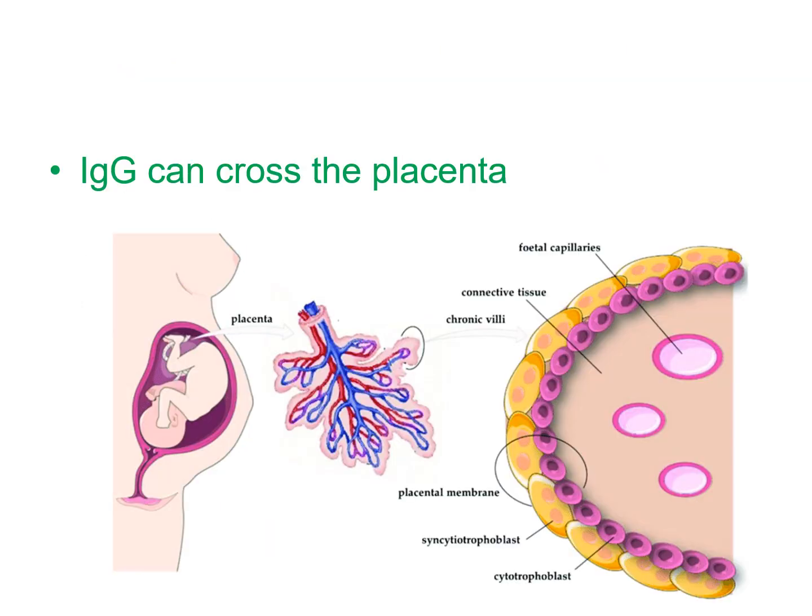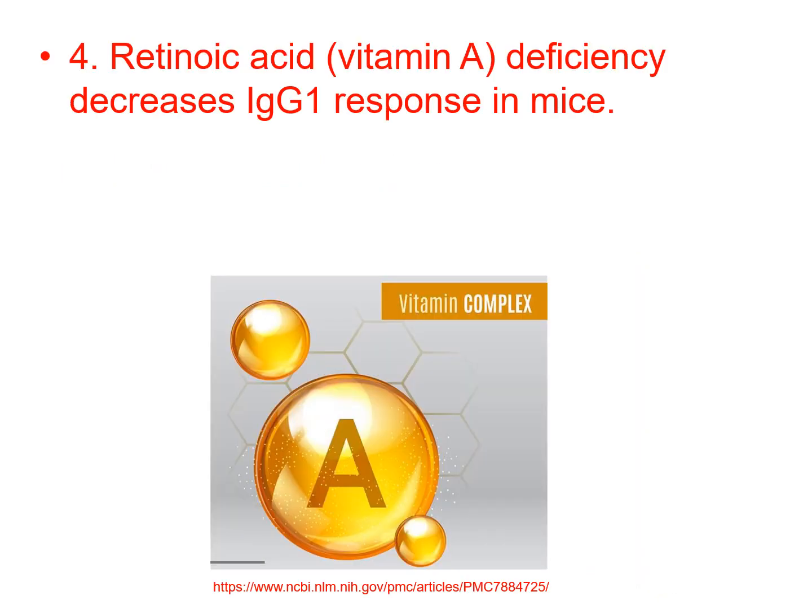Immunoglobulin G is able to cross the placenta. Vitamin A again, it's very important. If you're deficient in vitamin A, you decrease the response of immunoglobulin G. This was observed in mice.